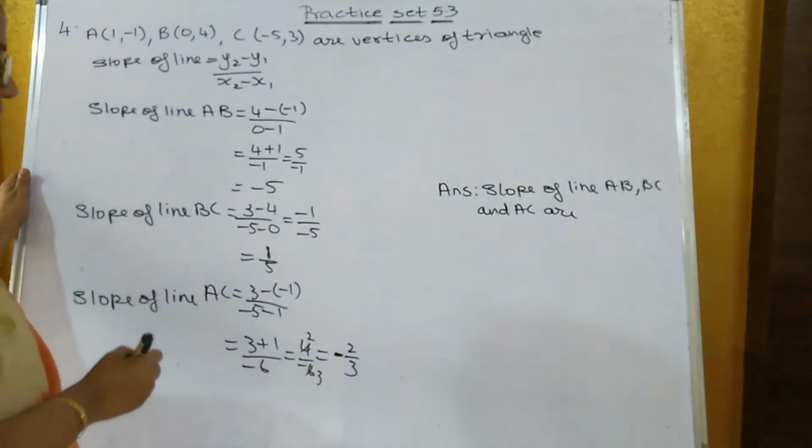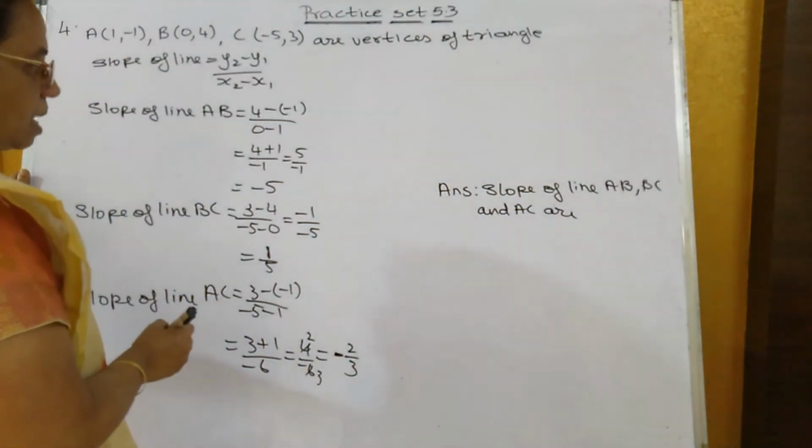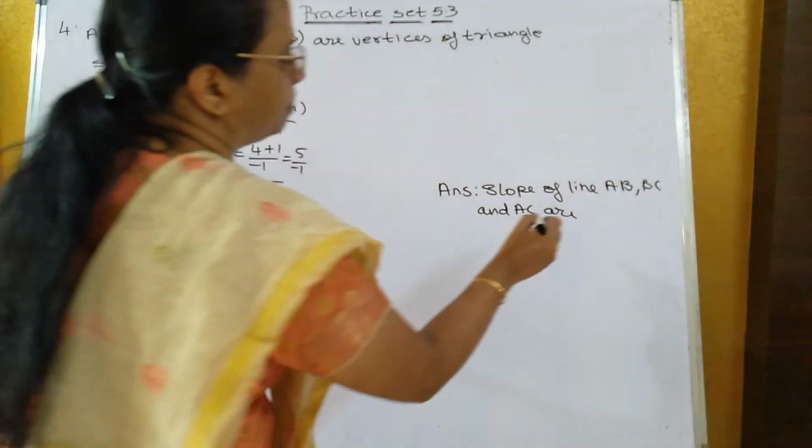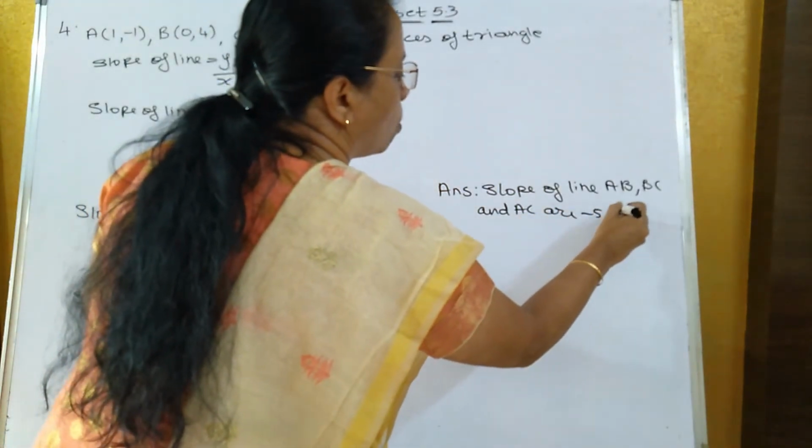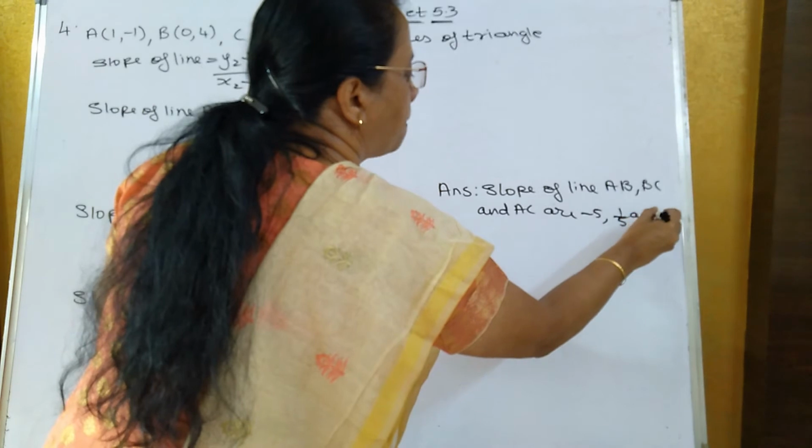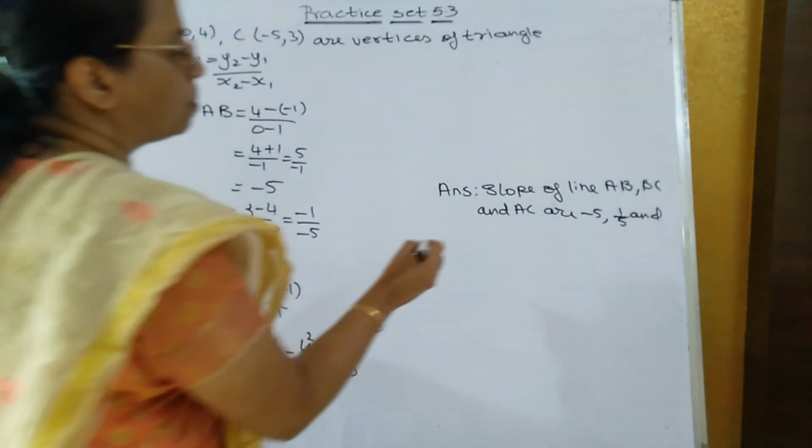So the slopes of line AB, BC and AC are -5, 1 upon 5 and -2 upon 3.